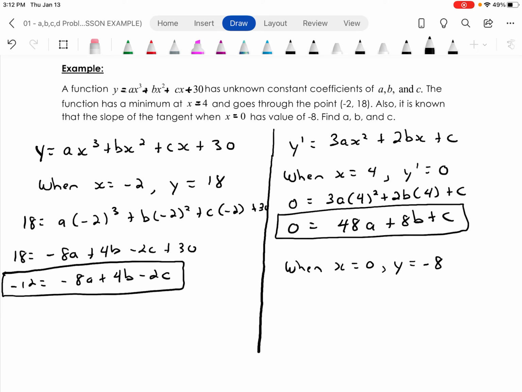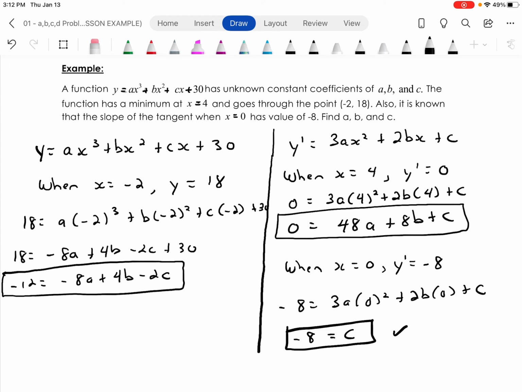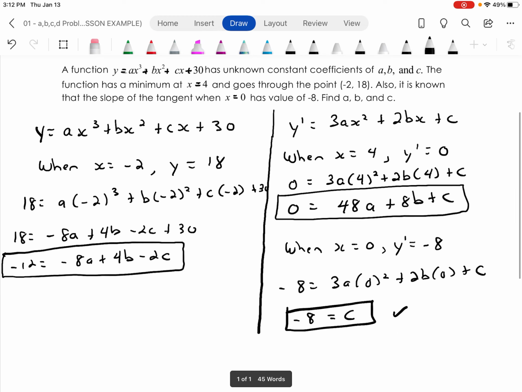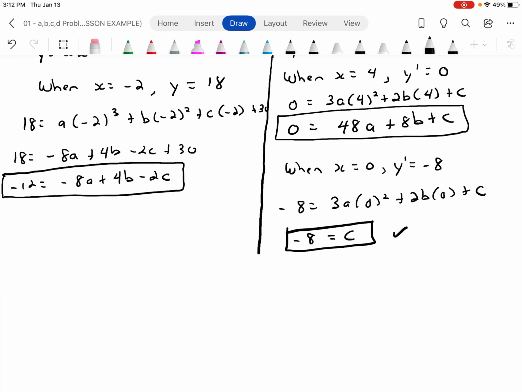So if I go to this y prime equation, oh, I made a mistake there. When x equals 0, y prime equals -8. I got too busy talking about my x equals 0 there. Okay, so y prime is -8, so I go -8 equals 3a times 0 squared plus 2b times 0 plus c. And can you see now why subbing in an x value of 0 immediately bears fruit? All the terms with x's just disappear, and I get some great information. c is -8, and for the first time, I'm pretty happy about what's going on in this question because I found out c is -8.